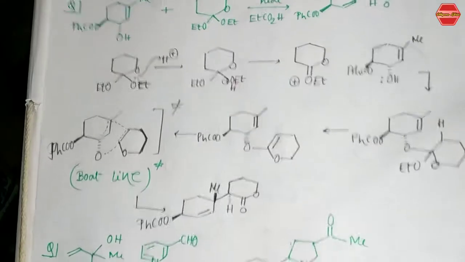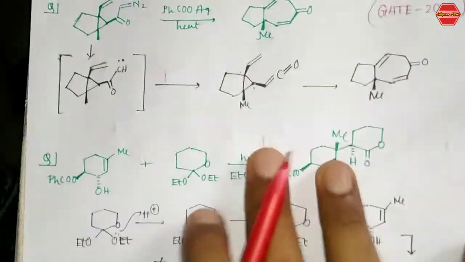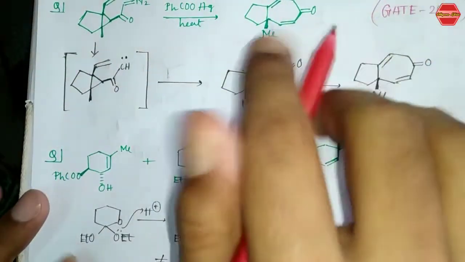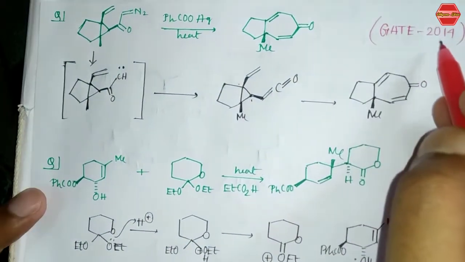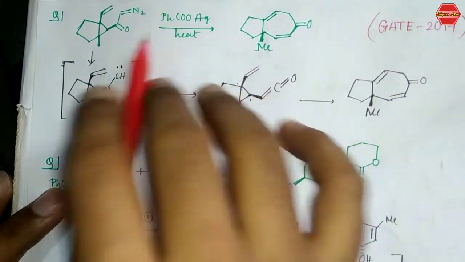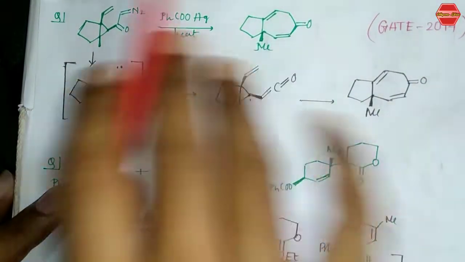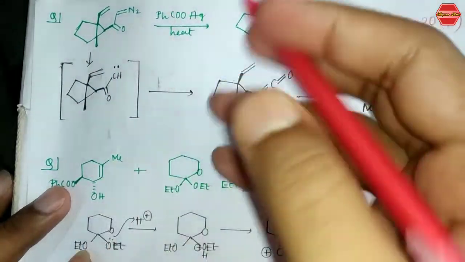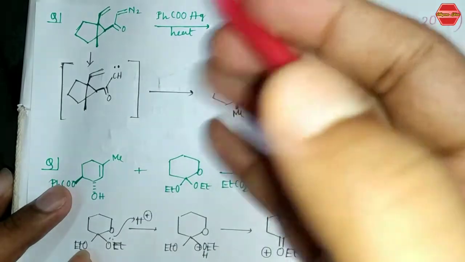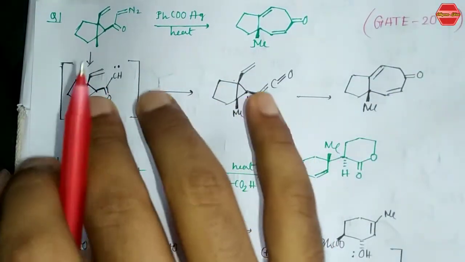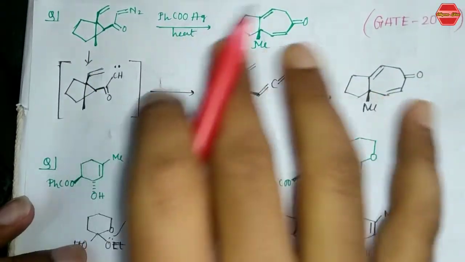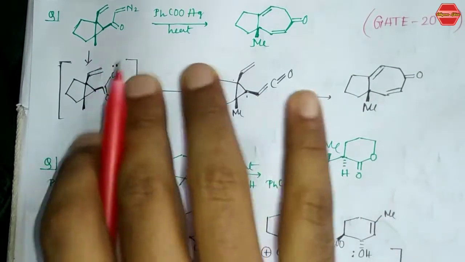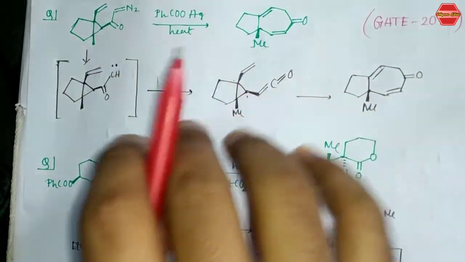Now the next question is this one. Okay, so the question came from GATE 2014, and you have been given this reaction sequence. You have to predict whether this reaction follows the ketene or carbene pathway, and whether it is 2,3 or 3,3 sigmatropic. So you have to predict both things in the answer.